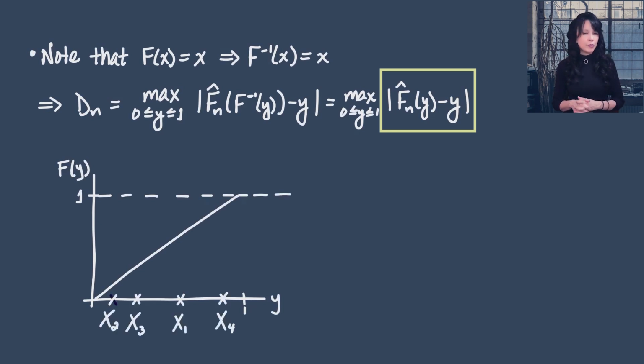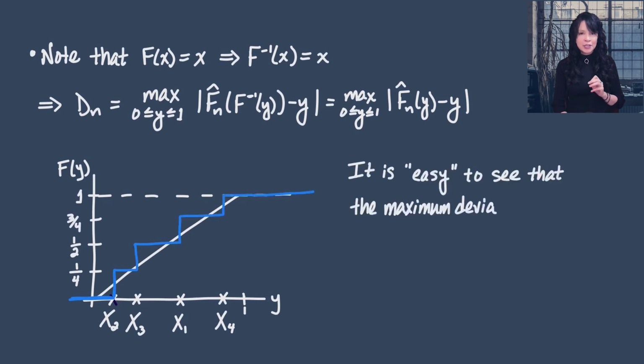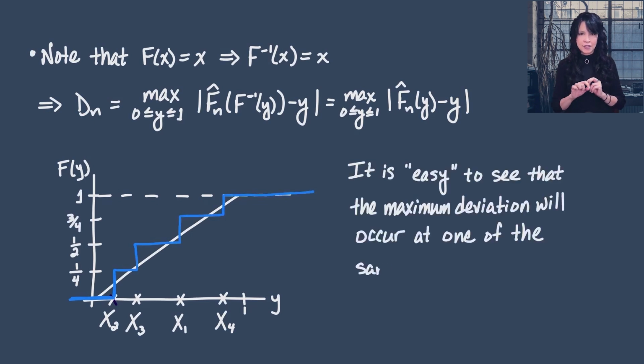I'm going to draw my empirical distribution function that's associated with these values. It's going to be a step function consisting of 4 steps, each with a height of 1/4. And I claim that it's easy to see. I hate to use the word easy, so I'm putting this in quotes. It is going to be something you see, whether you see it right away or have to think about it a little bit. You'll eventually convince yourself, I'm sure, that the maximum distance between this white line and this blue step function is going to occur at one of these data points.